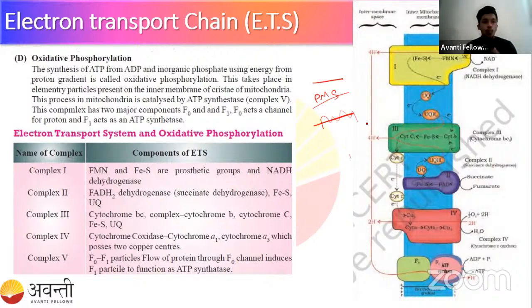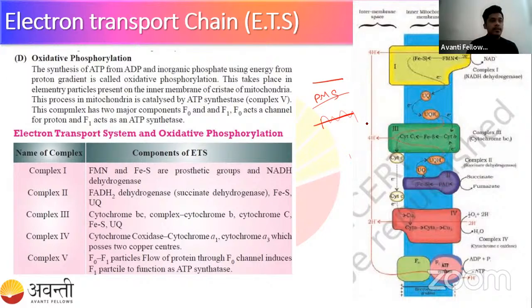So once we have the water released through complex 4, what is happening in the entire process? As we are transporting the electrons, hydrogen is being moved from the matrix to the inner mitochondrial space. Where does the movement of the hydrogen atoms take place? In complex 1, it moves 4 hydrogen atoms from the matrix to the inner mitochondrial space.